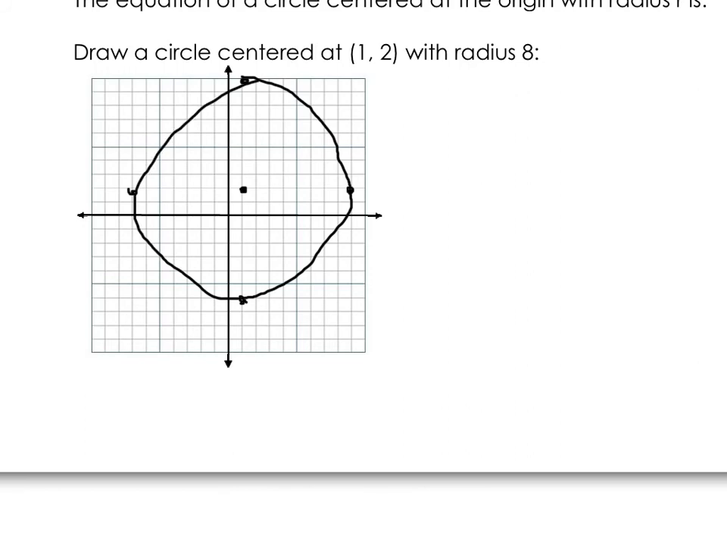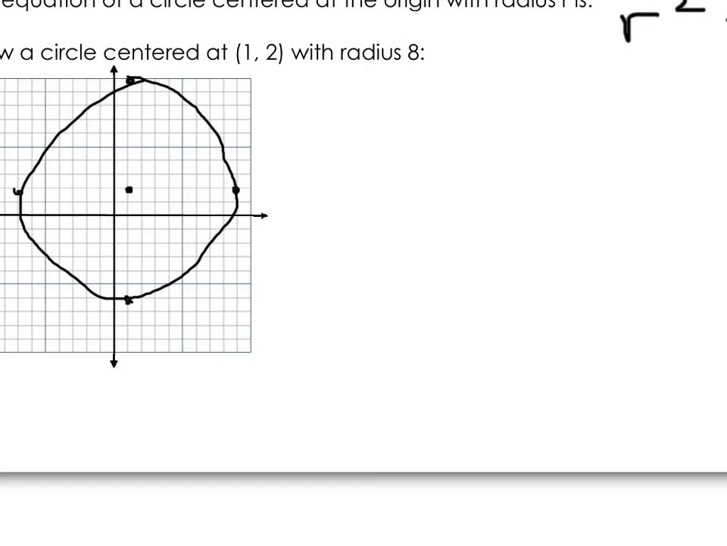Oh, that's a terrible circle, but you get the idea. We want to stay a distance of 8 units away from the point 1, 2 at all times. So let's use our distance formula again. We're talking about the distance between the center, 1, 2, and any point on the outside, which we'll call xy. We know the distance will be 8.